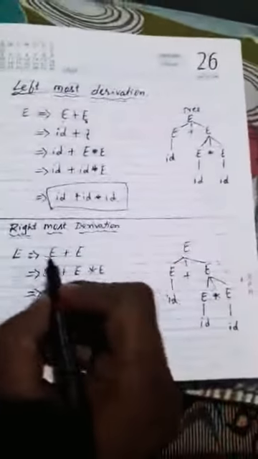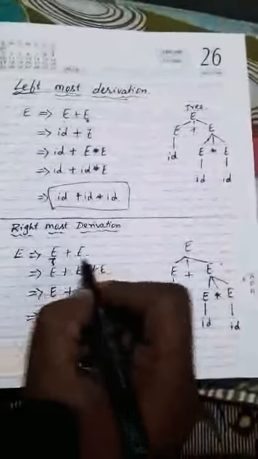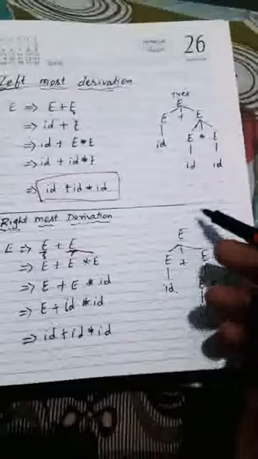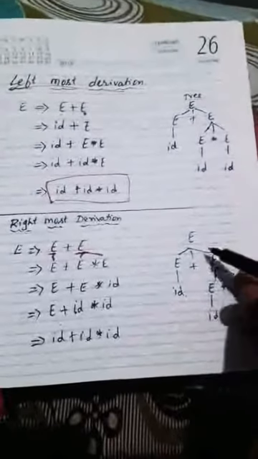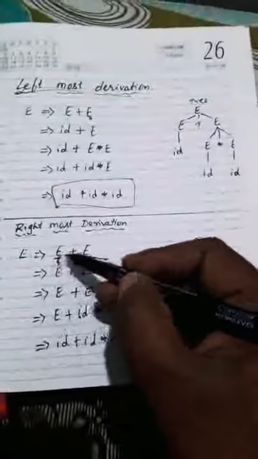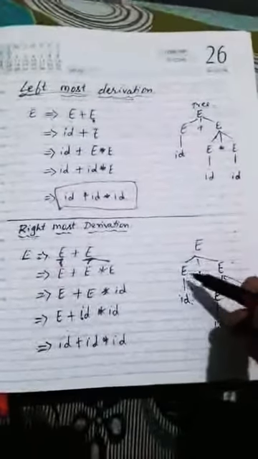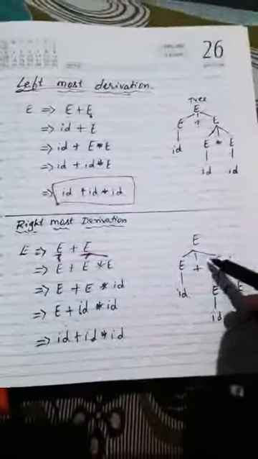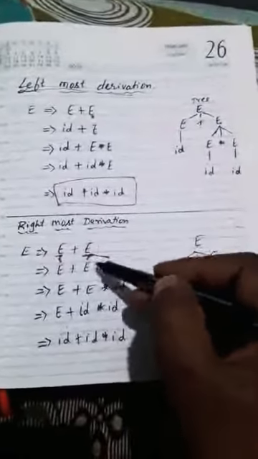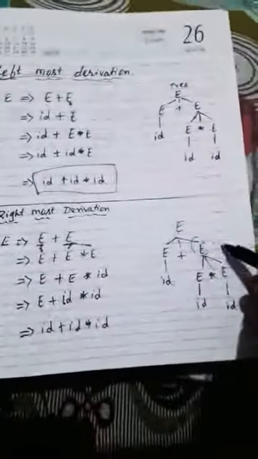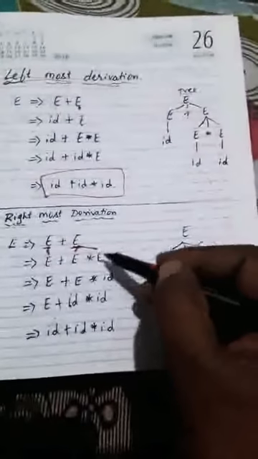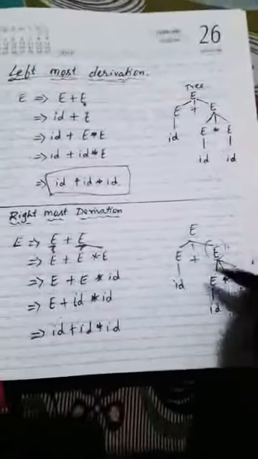So what I do here, this E I will keep as it is, but the rightmost E I will replace with E into E. E is replaced with E plus E. And this E, what I had, I am taking it as E into E. And the rightmost E I am replacing with ID.